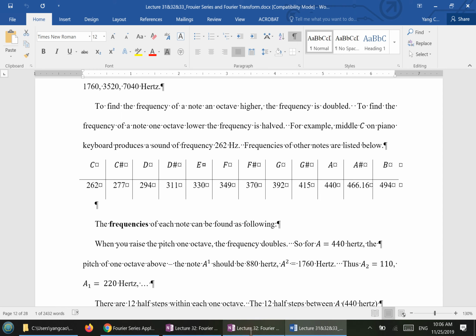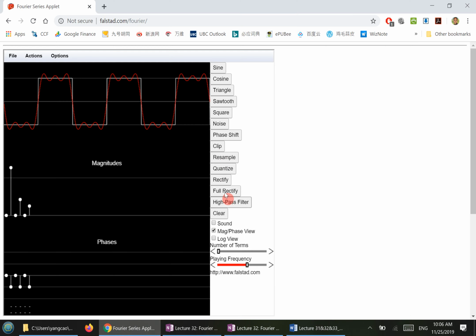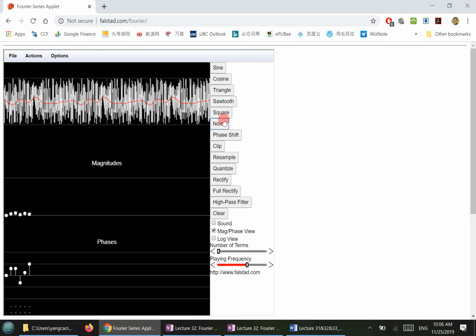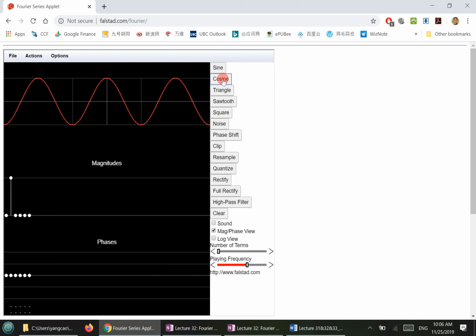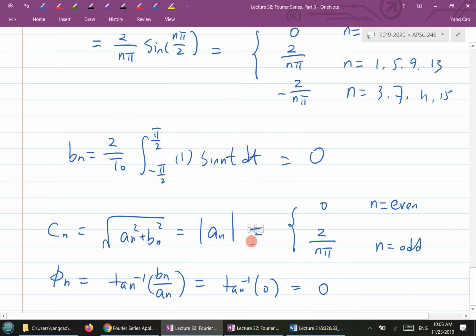So try it out. This website can help you a little bit in terms of understanding. You can even use Fourier series on noise, right? So sawtooth, triangle, cosine, sine. As a matter of fact, when you have a sine or cosine, you will have a precise description of that. You don't need multiple terms. You probably only need one or two terms. So that's the part on the Fourier series.